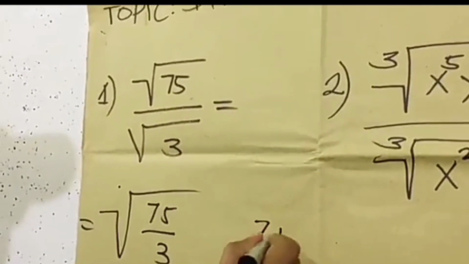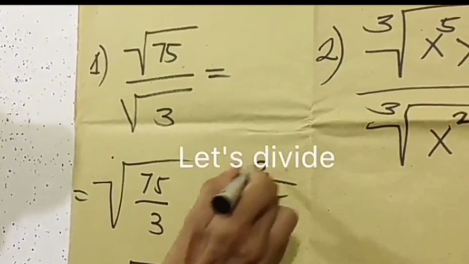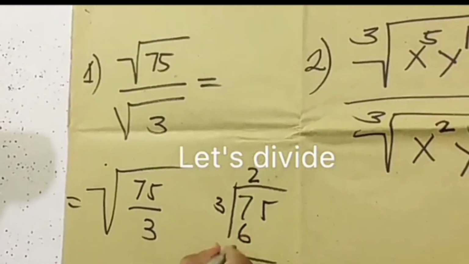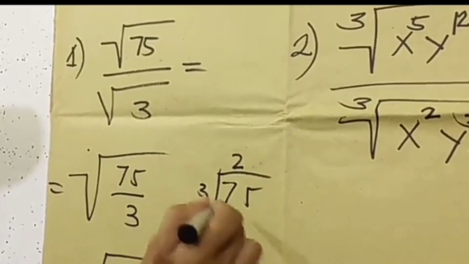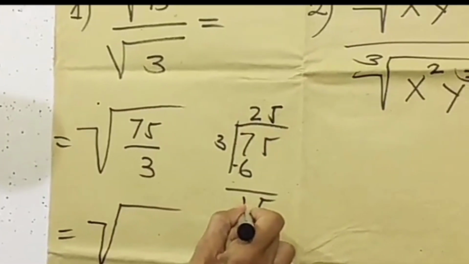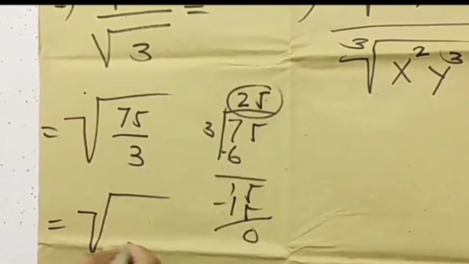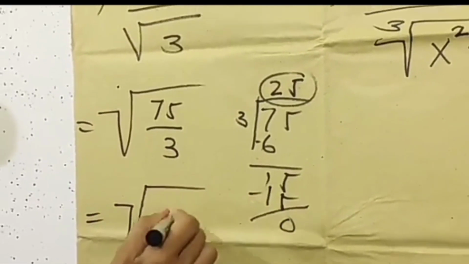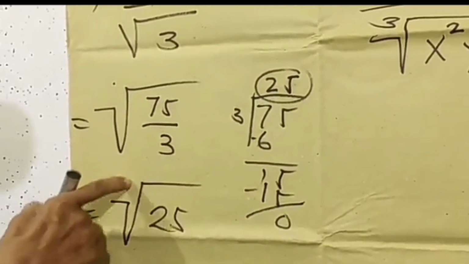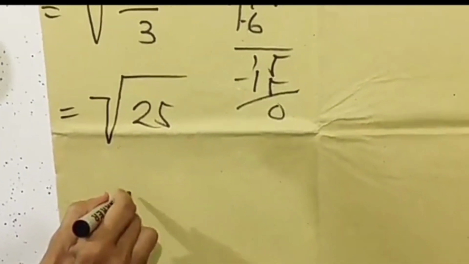75 divided by 3, we have 2, we have 6, minus, we have 1, 5. 15 divided by 3, we have 5. 5 times 3 equals 15, equals 0. So our answer is 25. And now since the index is 2 here, the square root of 25 equals positive and negative 5. This will be our answer.